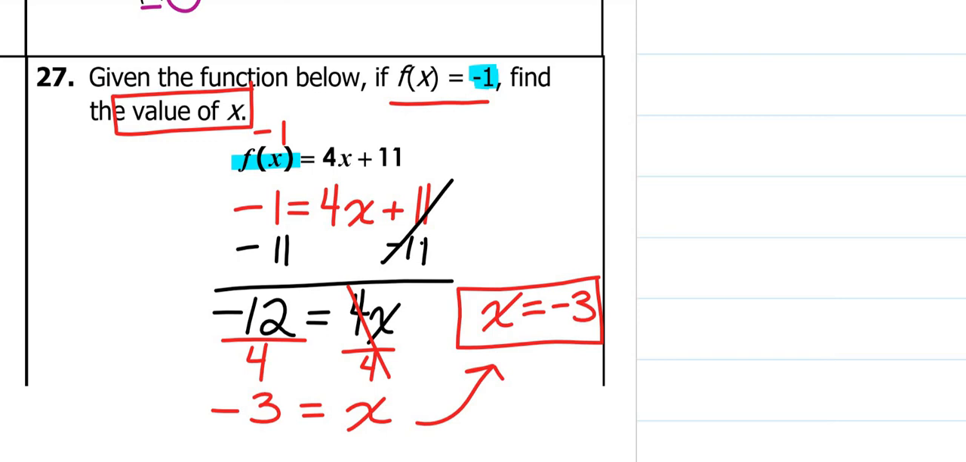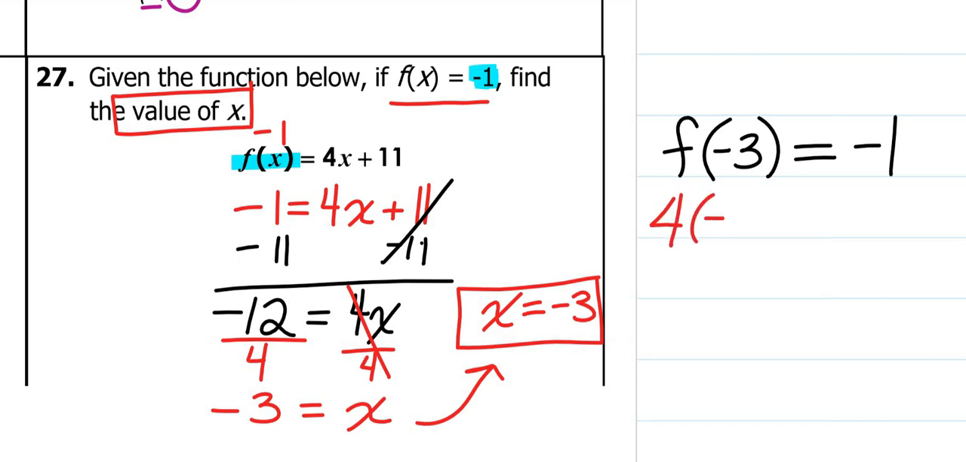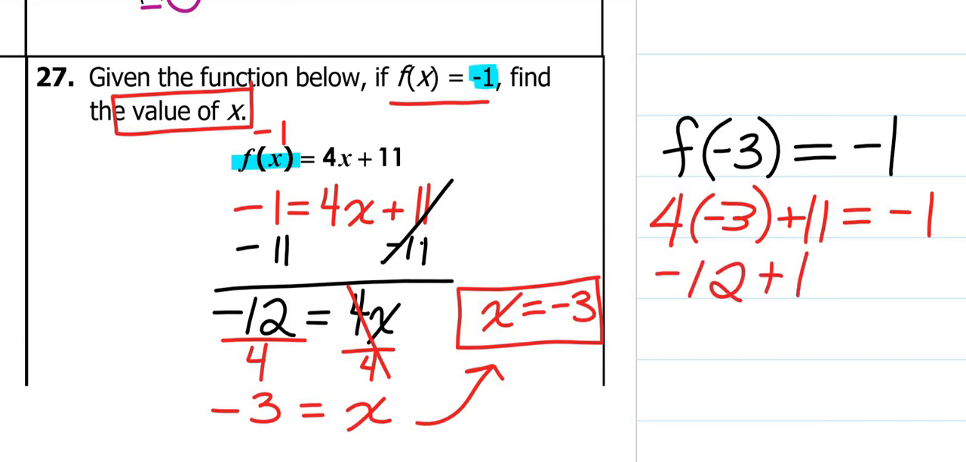Now, what does that mean? That means that if I did the function of -3, if I plugged in -3 for x, my output would equal -1. All right, and let's just check that just so that you can see it. If I plugged in 4 times -3 plus 11, I should get -1 as my output. 4 times -3 is -12 plus 11 equals -1. -12 plus 11 is -1.